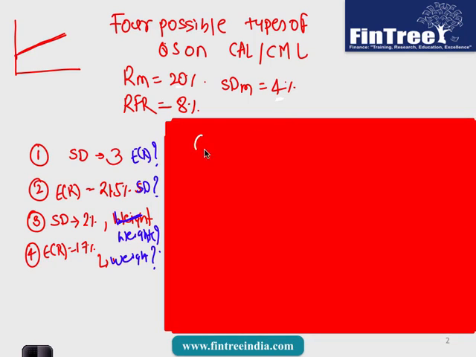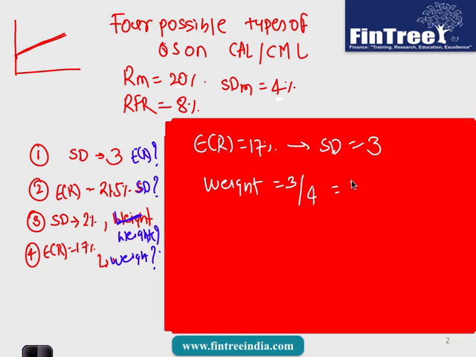Now, if expected return is 17%, that means 3% lesser. So therefore standard deviation should be how much? 3. And once we know standard deviation, then weight in risky asset is simply 75%. That means if you've been given expected return, find out standard deviation, then find out weight.